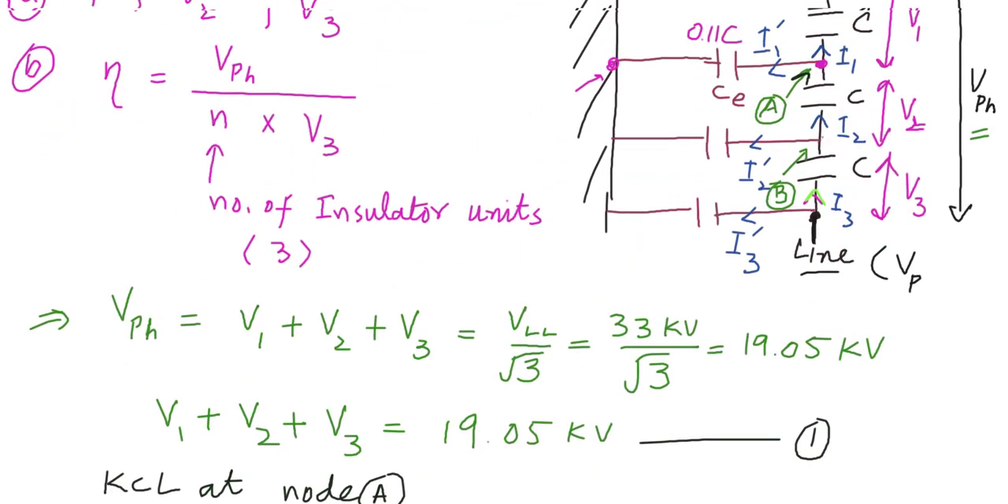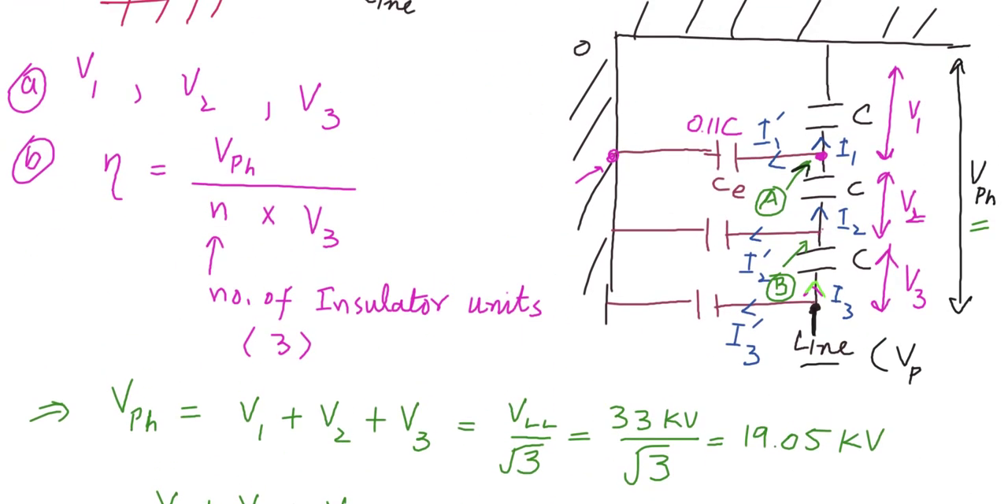Now, similarly, we will write the KCL equation at node B. So for node B, we can see the entering current is I3, and the leaving currents are I2 bar and I2. Okay, so in this case, I3 will be equal to I2 plus I2 bar.